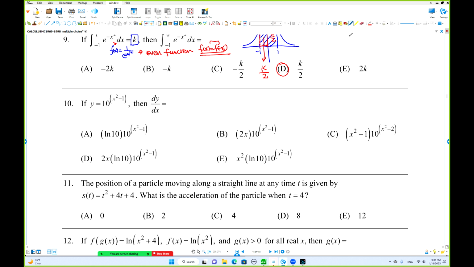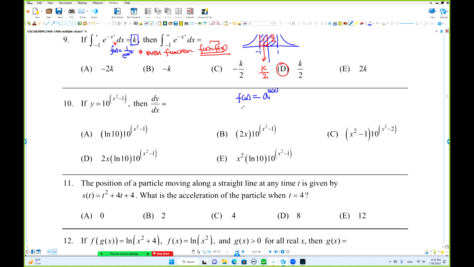Number 10, y equals 10 to the x squared minus 1. We're going to find the derivative, dy dx. That is an exponent function. Do you understand exponent functions? If we have f of x equals a to the u of x, u is a function of x, and a is the base number.